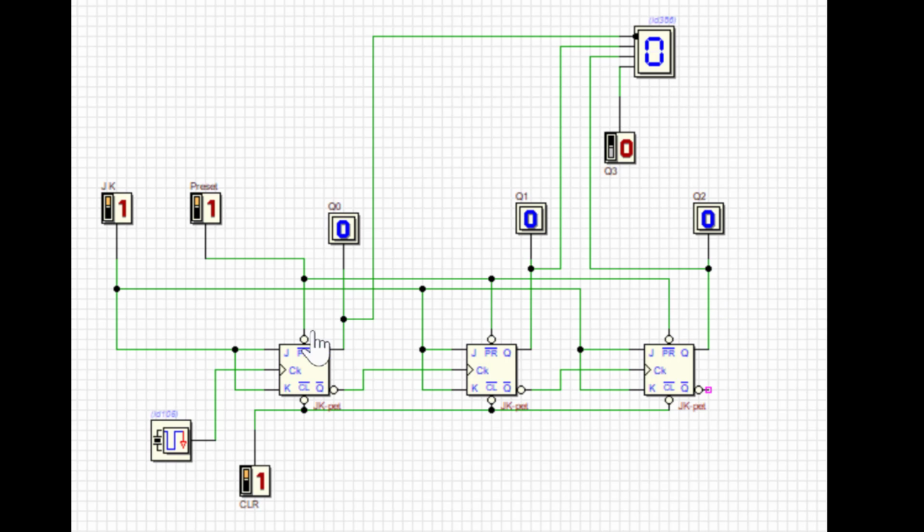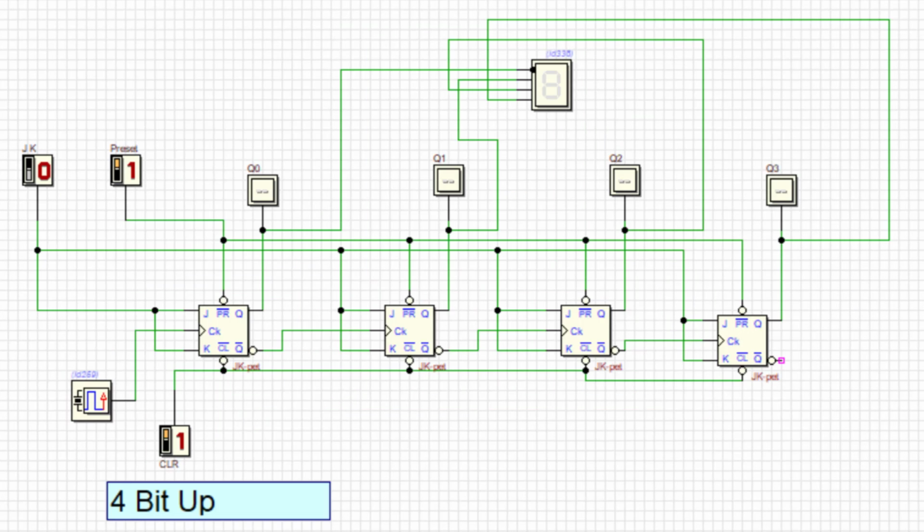So if you have 3 flip-flops, you are going to count from 0 to 7. If you have 4 flip-flops, you are going to count from 0 to 15, that means 0 to F. That we will see in a moment. So this is a 4-bit up counter. The logic is the same. Your first flip-flop will toggle for every clock cycle. Your second flip-flop will toggle whenever your Q0 bar goes from 0 to 1. Your third flip-flop will toggle whenever your Q1 bar moves from 0 to 1. Similarly, your fourth flip-flop will toggle whenever your Q2 bar moves from 0 to 1.